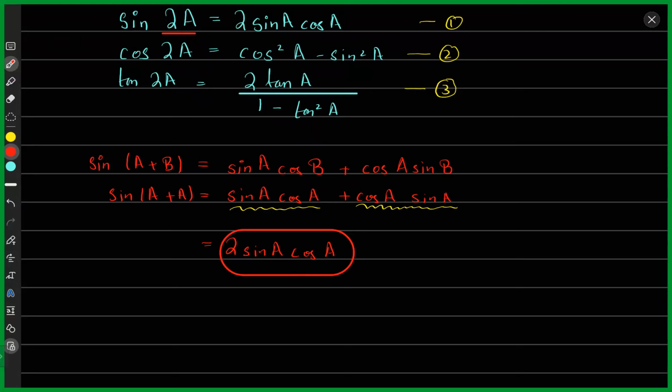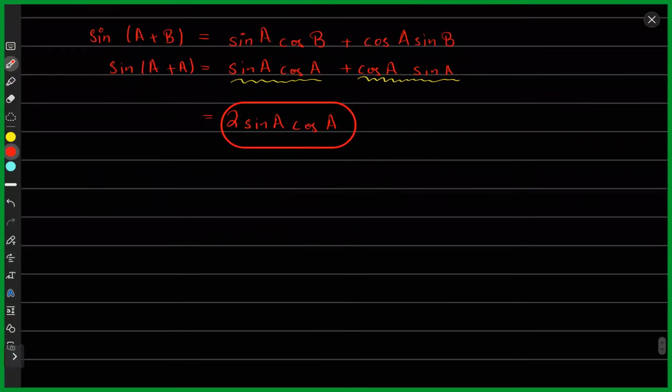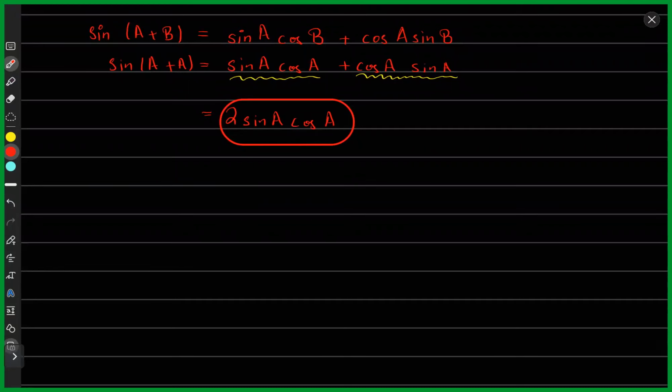Let's talk about another proof. Let's prove the tan 2a formula. So again, first of all, I'll write it down this way, that tan a plus b is equal to tan a plus tan b divided by 1 minus tan a tan b.